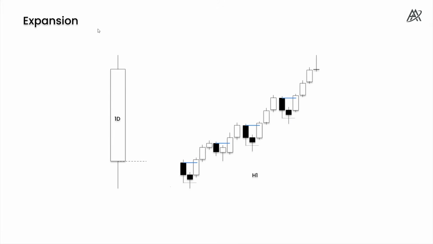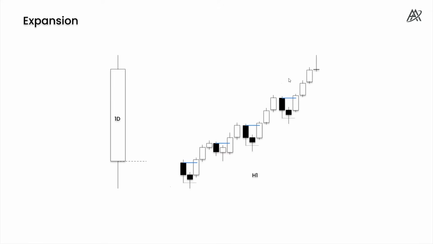Okay, so this is what an expansion looks like. This represents a daily candle, right? And this represents the hourly candles inside this one daily candle, right? So an expansion candle on a lower time frame looks like this, right? So I want all of these order blocks or opposing candles to be respected toward the objective, right? The objective can be an external high or a fair value gap or something else, right?